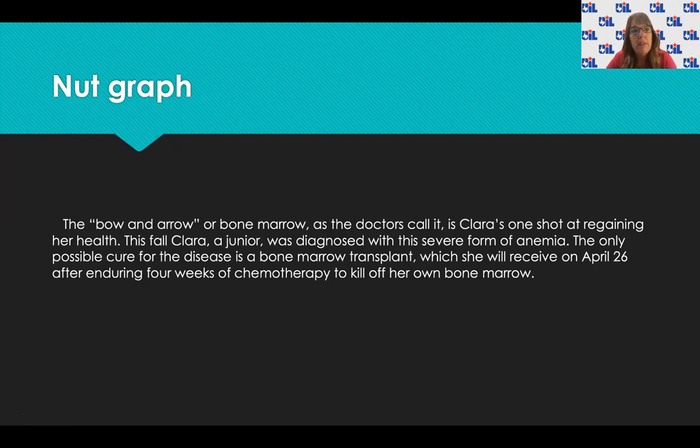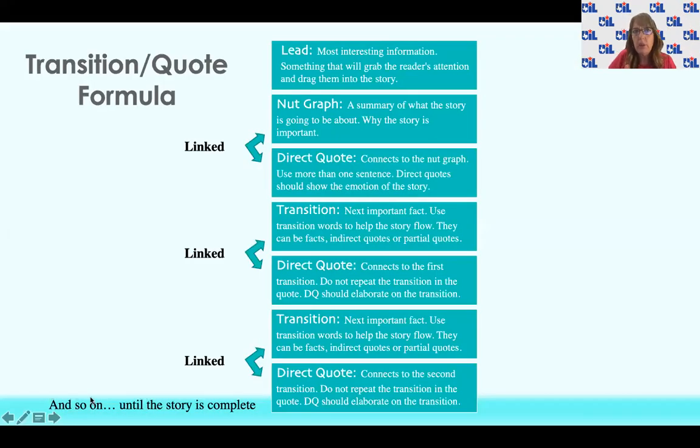So from this nut graph, we've got to write the rest of our story. Just like in news writing, we're going to use the transition quote formula, but our formula looks a little bit different for feature writing. That first box up there is the lead, which we've written, and a lead in a feature story can be 1 paragraph, could be 5 paragraphs. It just depends on the type of lead that you write and what you include in your lead. Some leads are only 2 words, it depends on what angle you take. But we've done that, and then we followed it with our nut graph.